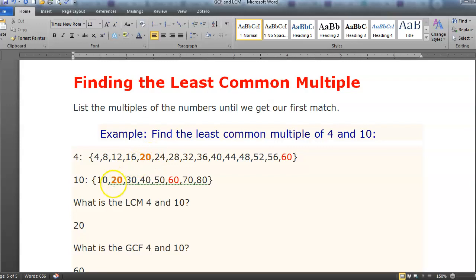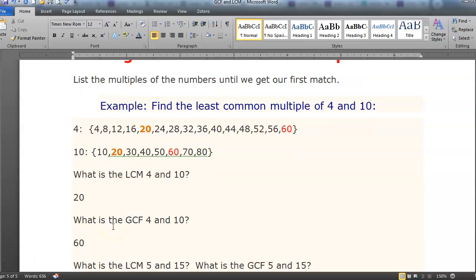And I would find here I have 20, and that's my LCM. That's the lowest common multiple. But then what is my GCF between these two numbers? Here it is, 60. These two numbers have 60 in common.